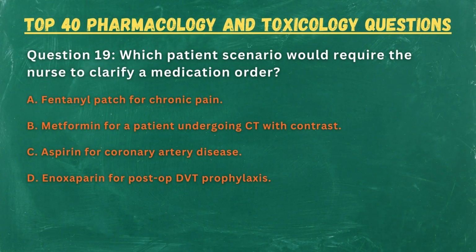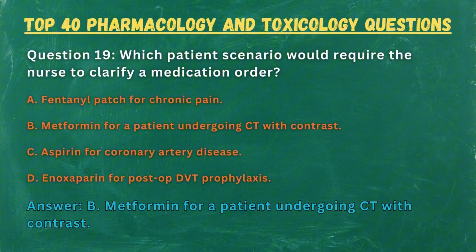Question 19. Which patient scenario would require the nurse to clarify a medication order? A. Fentanyl patch for chronic pain. B. Metformin for a patient undergoing CT with contrast. C. Aspirin for coronary artery disease. D. Enoxaparin for postoperative deep vein thrombosis prophylaxis. Answer: B. Metformin for a patient undergoing CT with contrast.